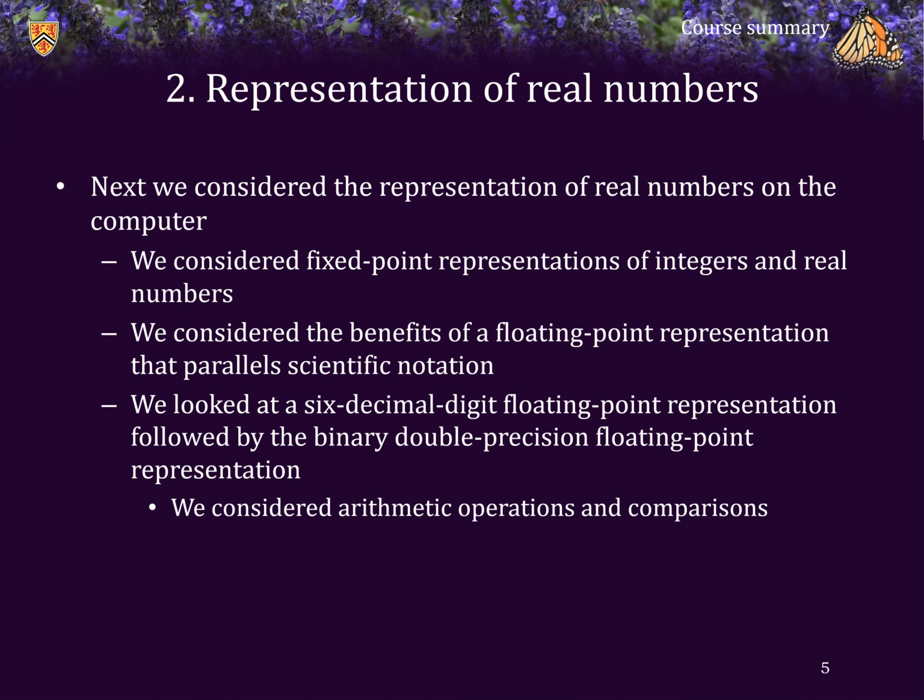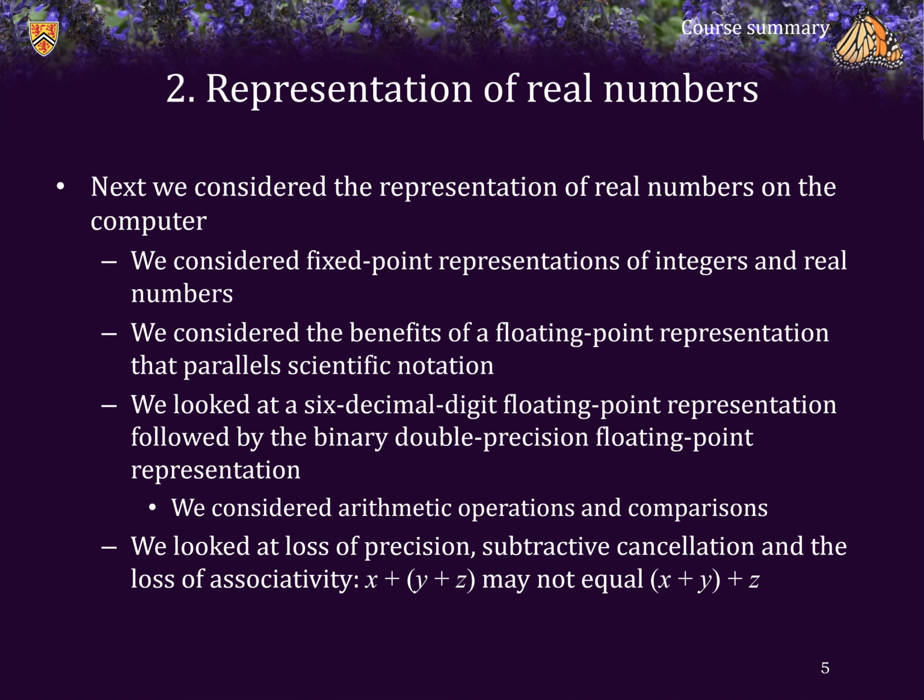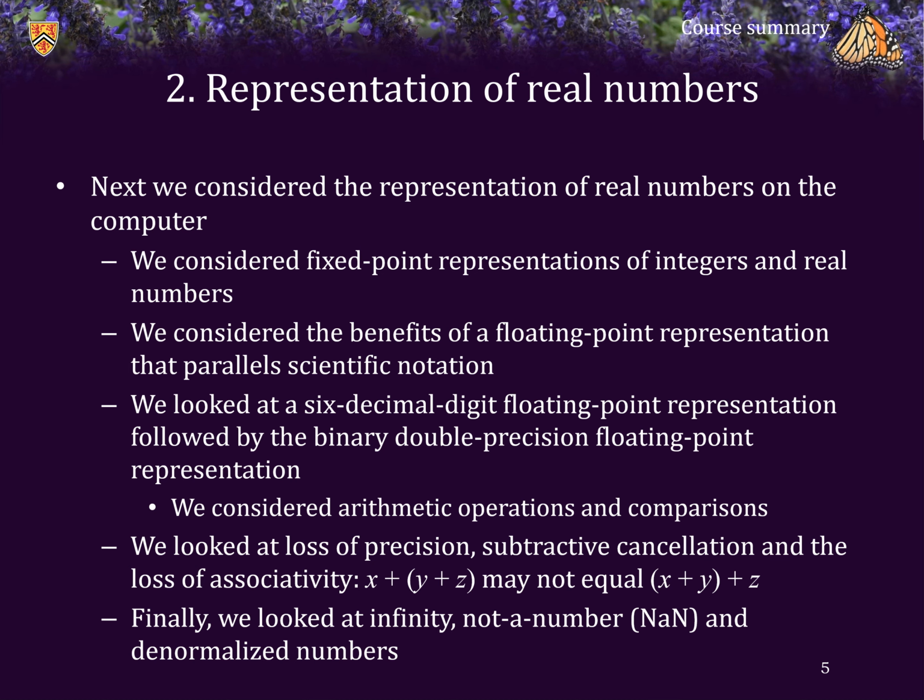We considered arithmetic operations and comparison operations for both of these representations. We looked at the fact that there is a loss of precision when using floating point operations. We have to deal with subtractive cancellation, and we even lose associativity. So x plus y plus z may change in value depending on whether or not you add y and z first or x and y first. Finally, we looked at representations of infinity, not a number, that is, indeterminate values such as 0 over 0, and denormalized numbers.